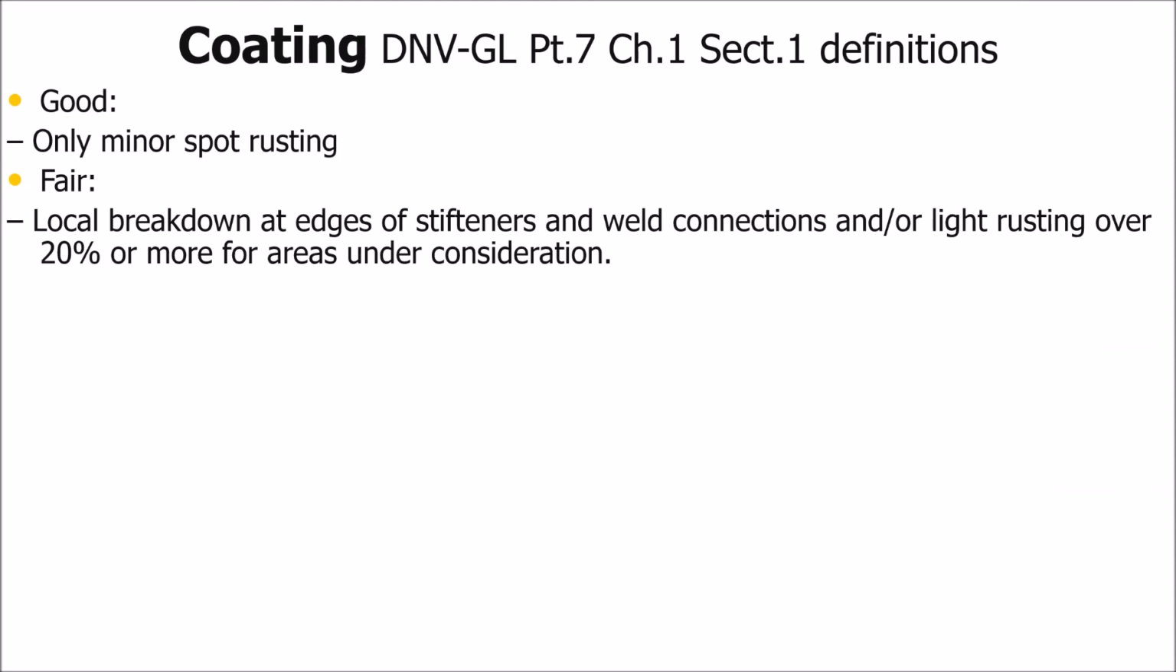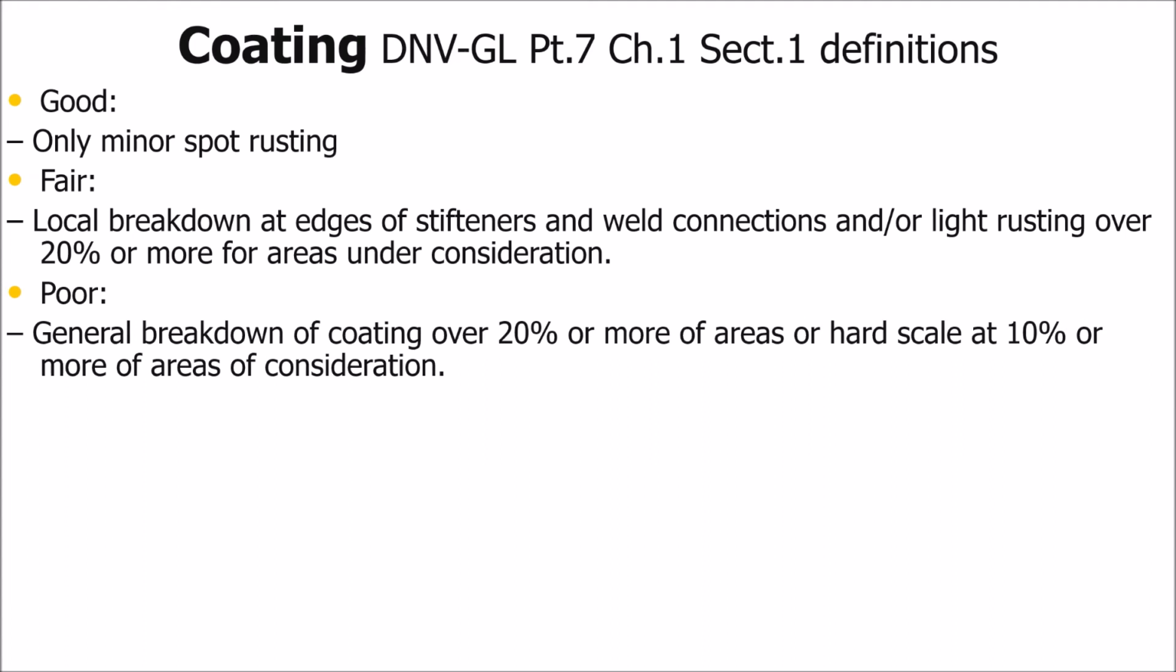Regarding coating, they have some levels here, 3 levels. We have good, first, only minor spot rusting. We have fair, local breakdown at edges or stiffeners, and weld connections, and/or light rusting over 20% or more for areas under consideration. And then we have poor, general breakdown of coating over 20% or more of areas, or hard scale at 10% or more of areas of consideration here.